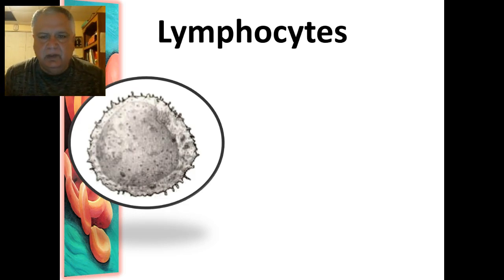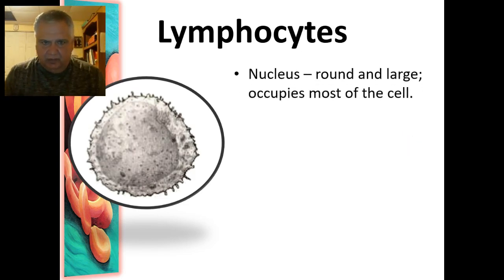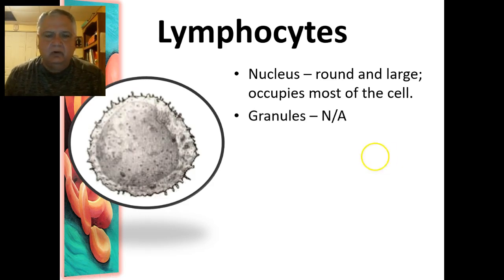Okay, moving on to the agranulocytes now. Remember, we had lymphocytes and monocytes. The first agranulocyte we take a look at is the lymphocyte. The lymphocyte is fairly easy to identify whenever you see it in a microscope slide. That's because the nucleus of a lymphocyte is very large and round, and as we can see here in this artist conception, it's going to take up almost all of the cytoplasm of the cell. As far as granules are concerned, this is not applicable.